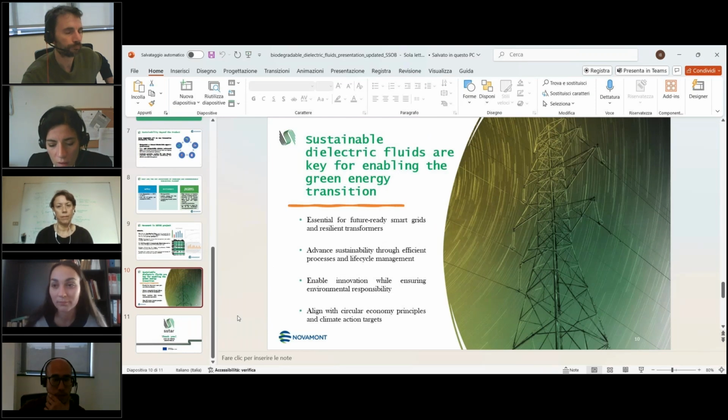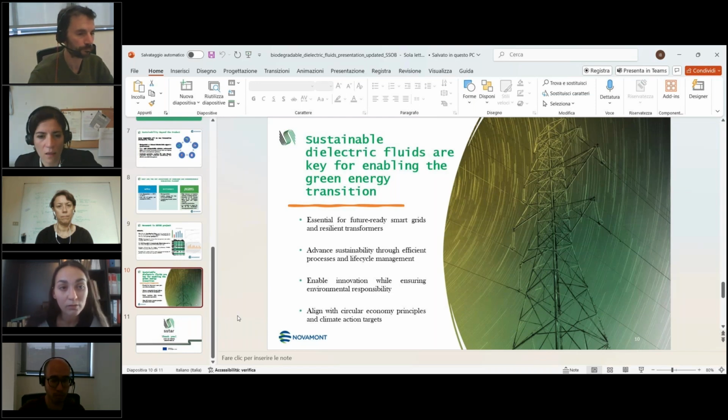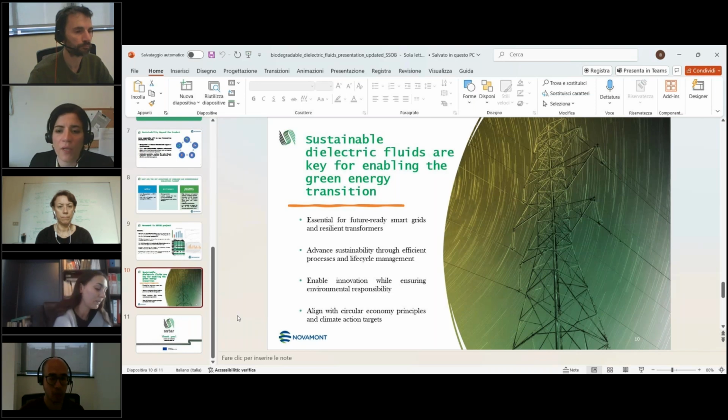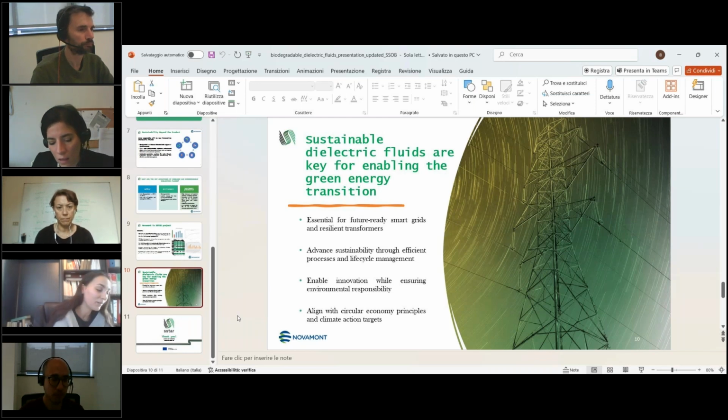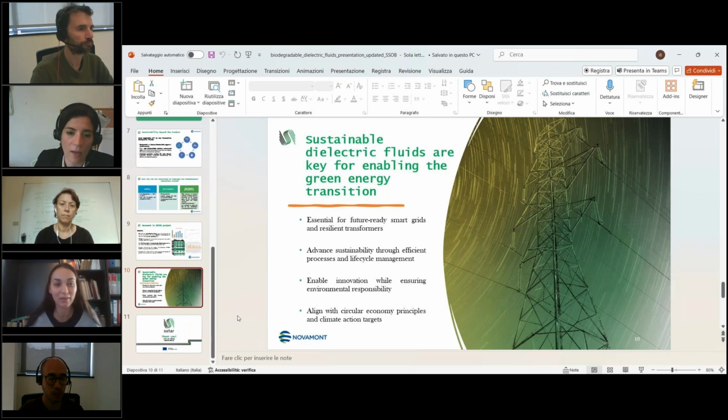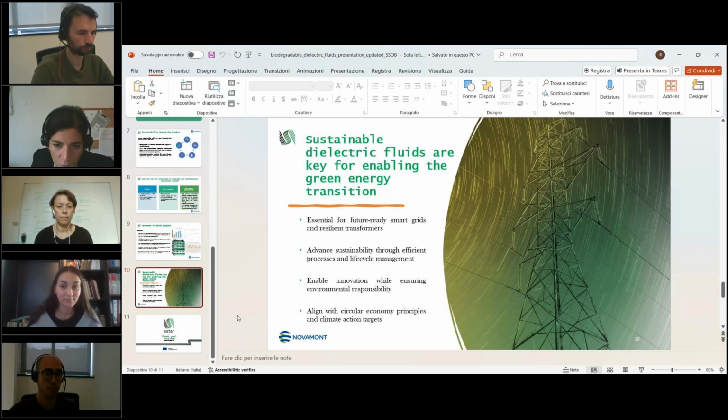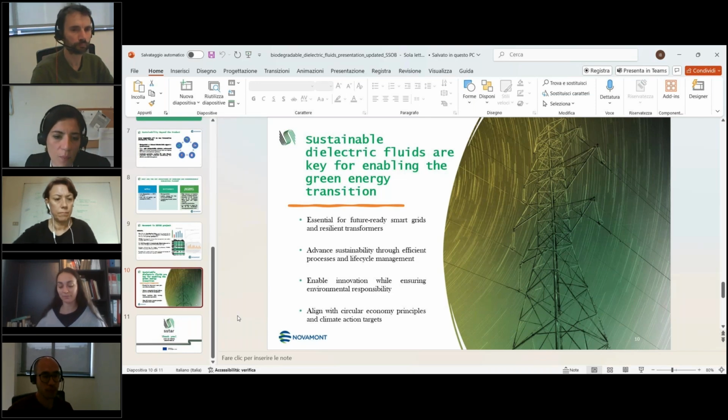So if we talk about the development of more sustainable grids and systems with more resilient transformers, we should consider also the development of this kind of products, which allows not only a more sustainable functioning of these grids from an environmental point of view, but also a safer functioning of these grids from a technical point of view, due, for example, to the higher flash point and the better protection of the equipment.